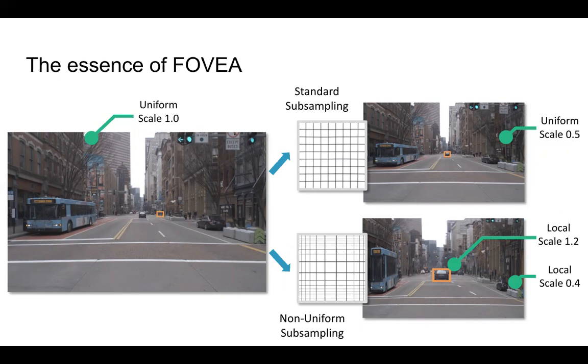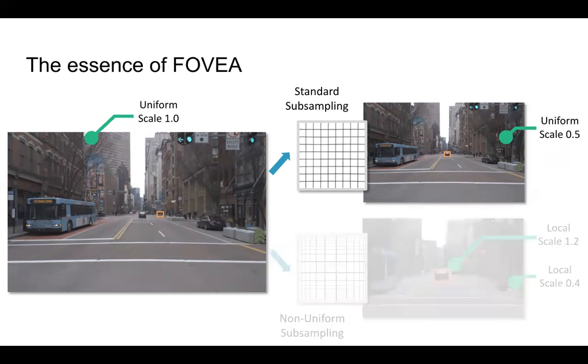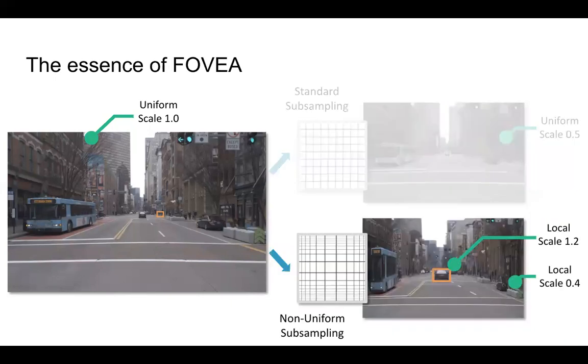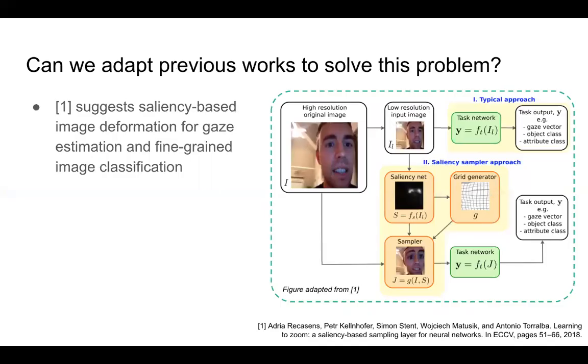In the figure shown here, whereas standard subsampling would lead to a uniform scale of 0.5, with non-uniform subsampling, we're able to achieve a local scale of 1.2 in the regions of the image that we care about, while maintaining the same canvas size. Let's look at previous work.